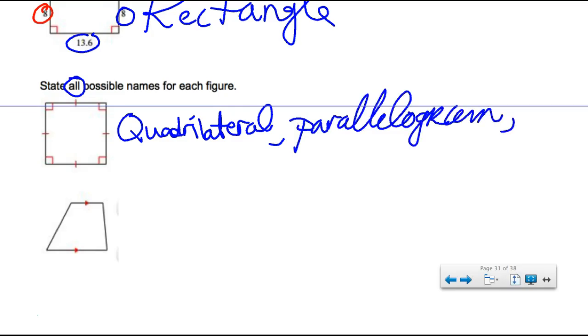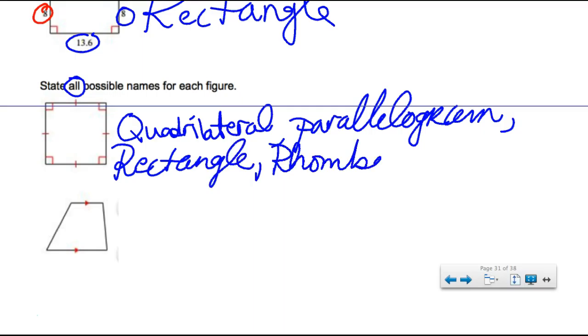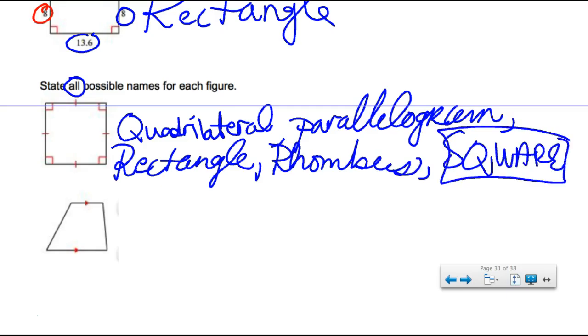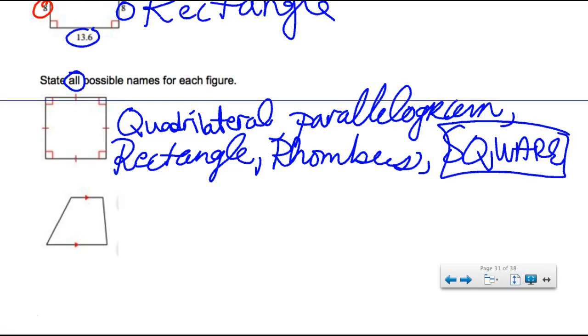It's a rectangle because I have four right angles. It's a rhombus because all sides are congruent. And it's a square because it's both a rhombus and a rectangle. The most specific name is square, but it is actually all of the others.